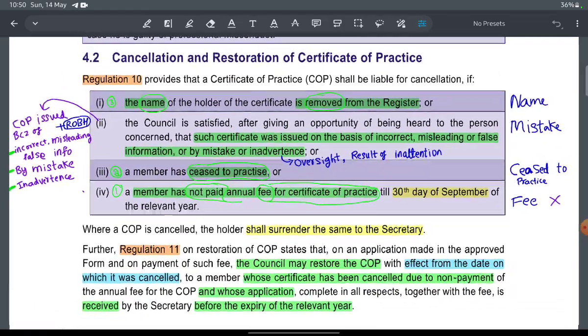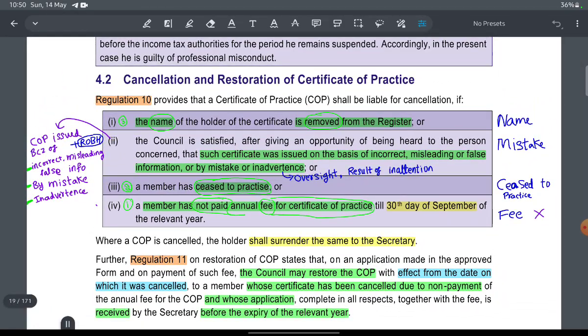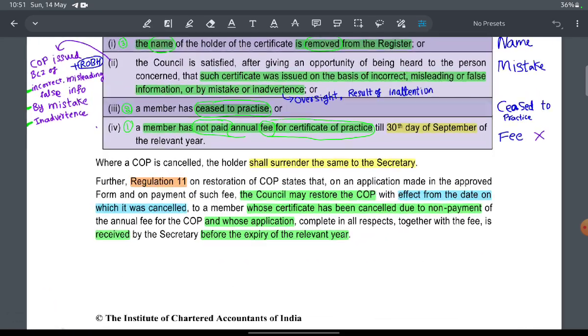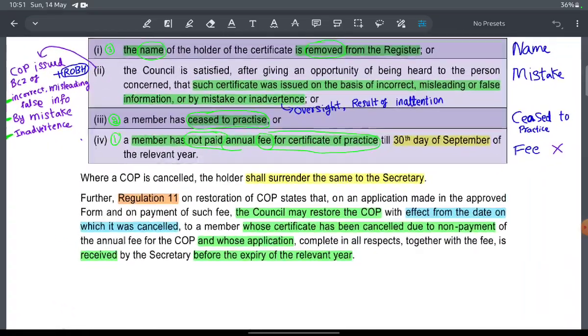Cancellation and restoration of COP. In the following cases, COP cancellation will happen: the name of the holder of the certificate is removed from the register, or certificate was issued on the basis of incorrect, misleading, false information, or by mistake or inadvertence, or member has ceased his practice, or member has not paid annual fee for certificate of practice till 30th September of the relevant year. Where COP is cancelled, holder shall surrender the same to the secretary.